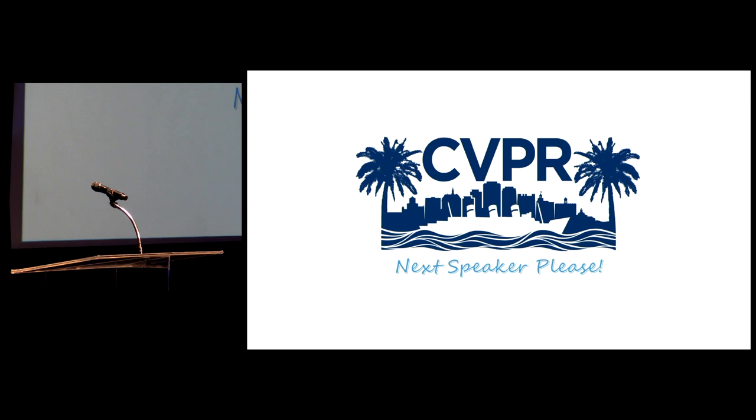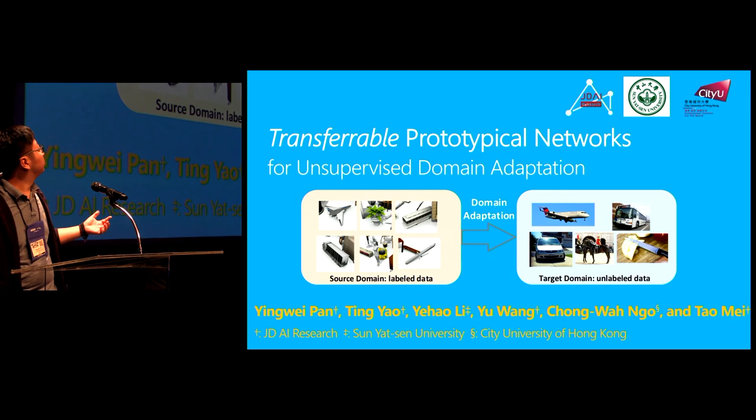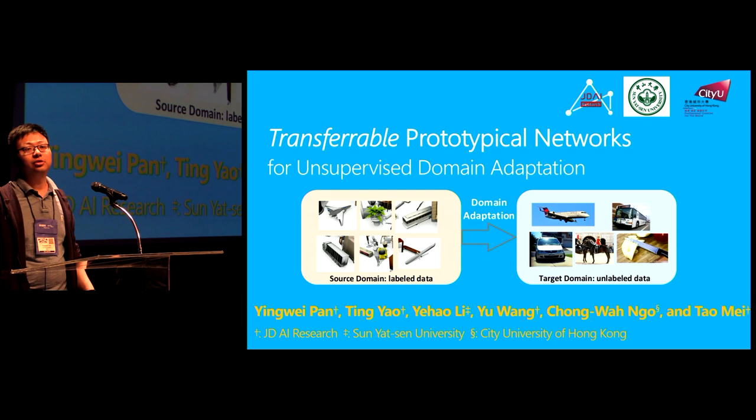Hi, I'm Yingwei Pan from JDAI Research. It's my great pleasure to present our work, the Transferable Prototypical Network. The main task is unsupervised domain adaptation, which utilizes the labeled source data and unlabeled target data to generalize the classification model in the target domain.